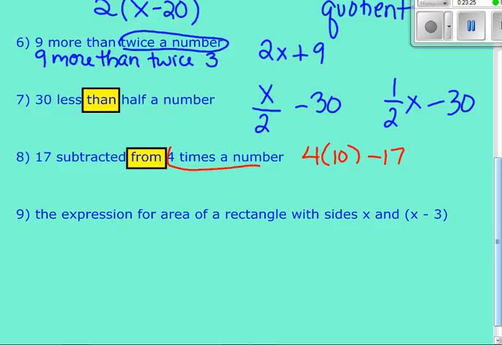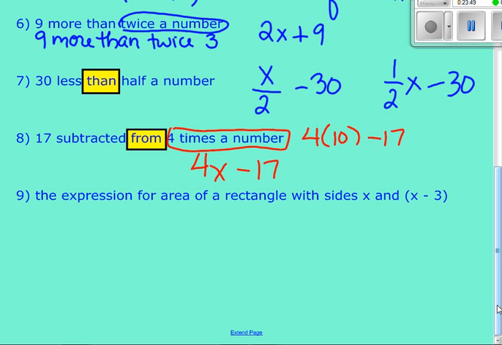So I have to do this first. 4 times a number is what? Any old number. Is 4 times x. And then we're going to subtract 17. That make a little more sense? Not easy. I thought the last one was hard.